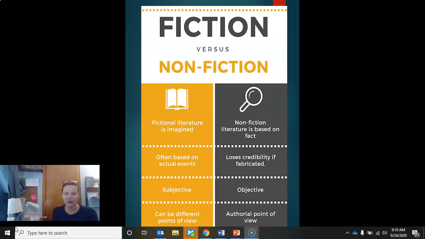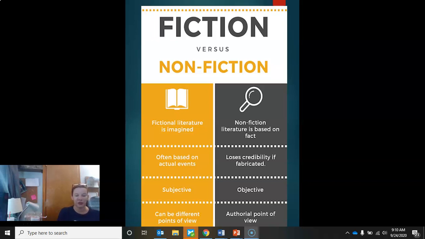We are going to talk a little bit about fiction today. But before we go into the 3 types of fiction, I wanted to explain what the difference is between fiction and nonfiction, just so we can review. Now, we talked a lot about this in 2nd grade. So fiction is not factual stories. They can be imagined. So here's your fiction. They can be imagined, but a lot of times they're based off of actual events.